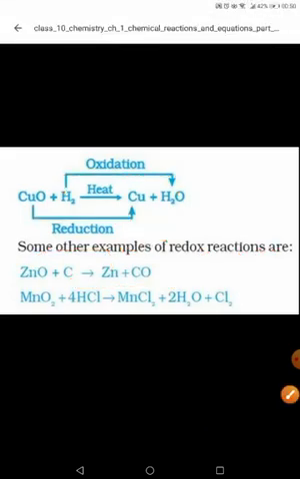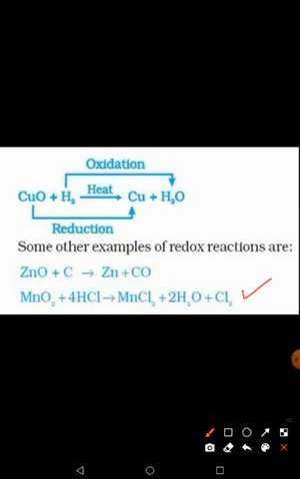Now let's focus on this reaction. Here what happens? Here, see, these are the reactants MnO2, HCl. The products formed are MnCl2, H2O and Cl2. So here your hydrochloric acid is getting oxidized.